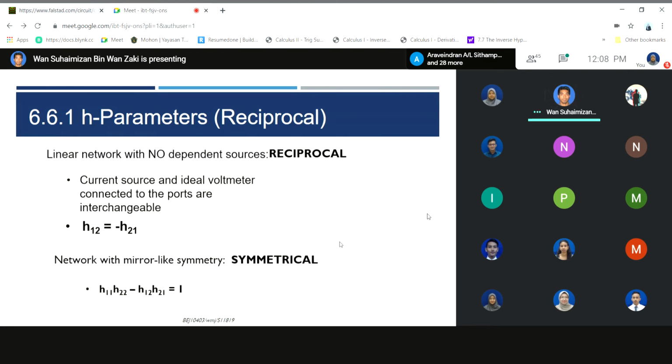If this is reciprocal, which means that H11, H12 equals negative H21, this is what we call the H parameter being reciprocal. If you do the test H12 equals negative H21, it will be reciprocal. For symmetrical, you do H11 times H22 minus H12 H21, and you will get 1. So if you do this, it means that this H parameter is symmetrical, right?